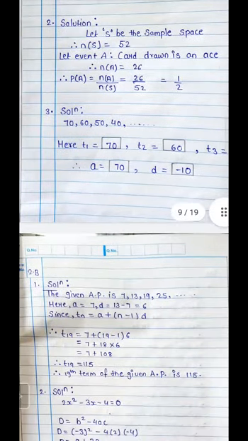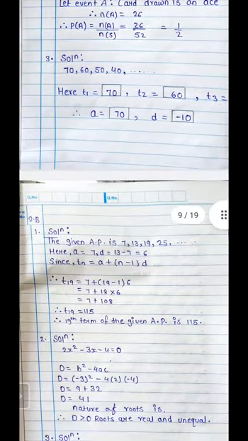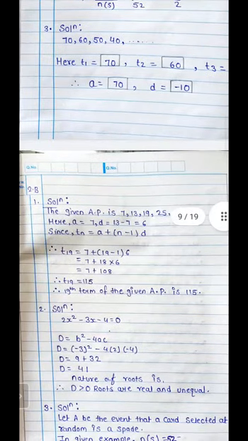Then question number 2B. Now we will see question number 2B. The question is, find the 19th term of the following AP: 7, 13, 19, 25, and so on. Okay, so this is the AP given here. Now, what we have to find is the 19th term of this AP.